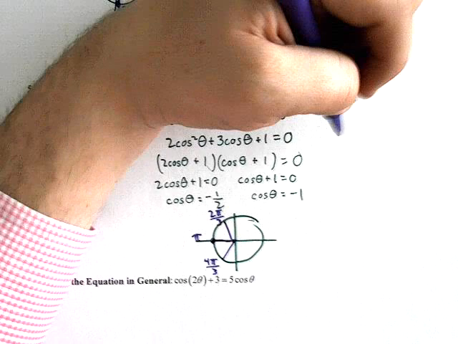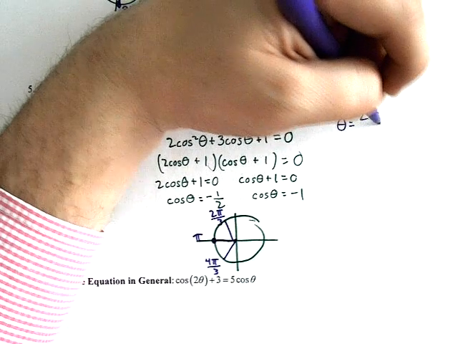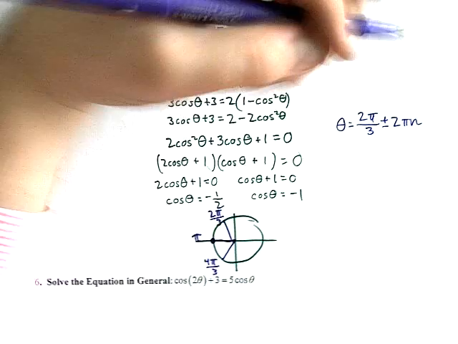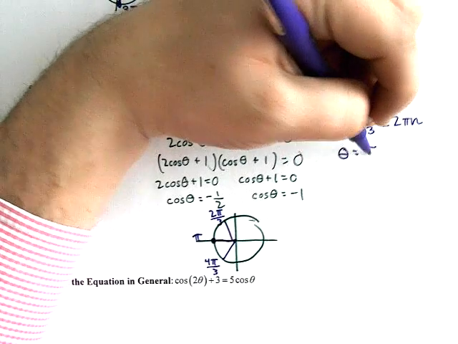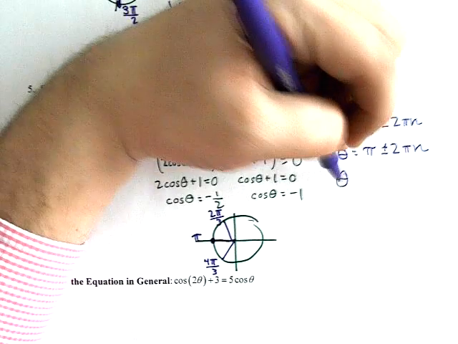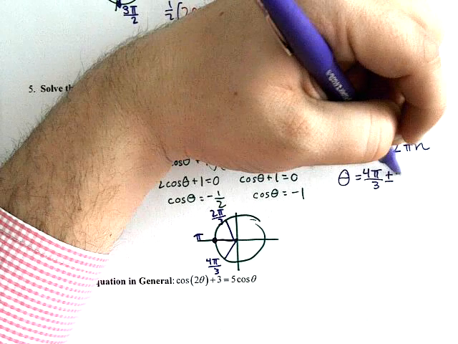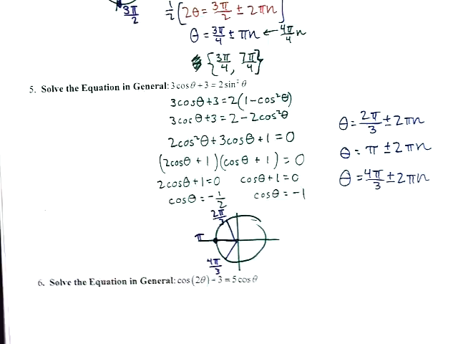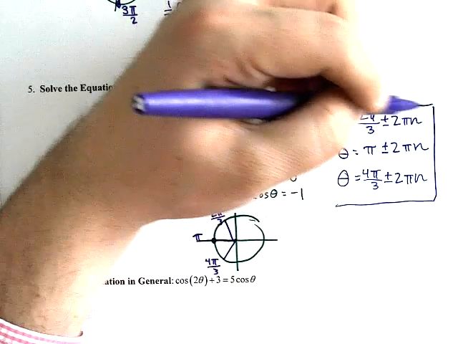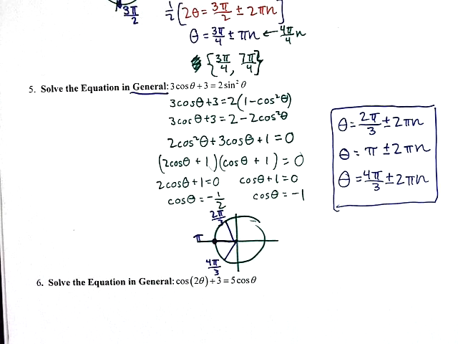So what is it? Theta equals 2 pi over 3 plus or minus 2 pi n. Our next solution was pi plus or minus 2 pi n. And lastly, 4 pi over 3 plus or minus 2 pi n. And what's really great is we're done. We are all done with that because we just wanted the general solution.